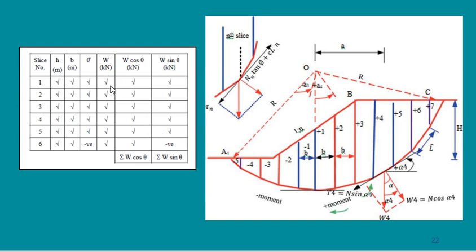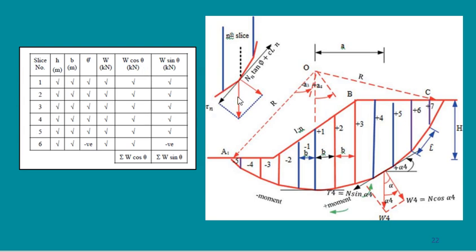Then I need to calculate the weight of each slice. To calculate the weight of each slice, I need to multiply the volume of each slice by the own weight of the soil. This is something easily calculated. Then I need to calculate W cosine phi. W cosine phi is the force that is driving.